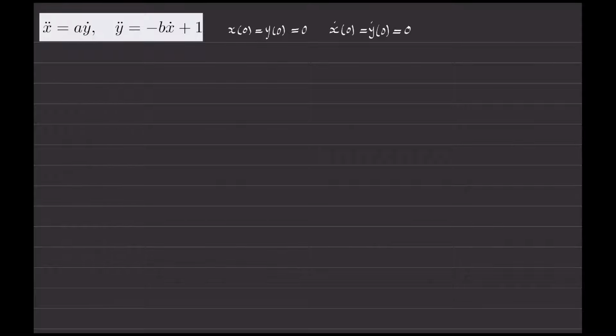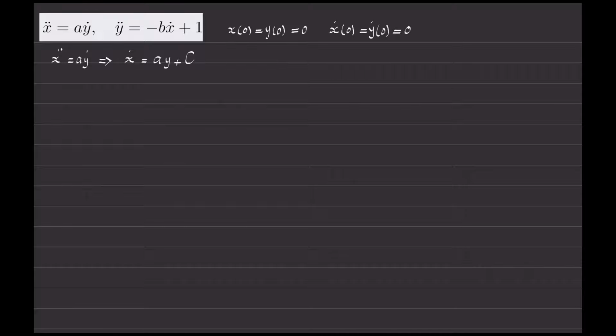It's very simple. x double dot equals a y dot. I integrate both sides of this equation with respect to time. So x double dot becomes x dot, and a is a constant. y double dot becomes y dot. Of course, I have to introduce a constant of integration that I can use the initial conditions to find, yes? Okay, so this is an equation for every time t.